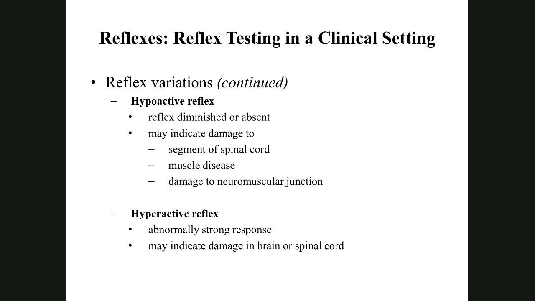So it could be a hypoactive or a hyperactive type of reflex. These are some of those variations. Hypoactive is where it's not quite as reflexive as it could be. The reflex is diminished or it's absent. So again, this is an indication that there's damage, maybe to the muscle, maybe to the spinal cord, maybe to the connection. Hyperactive means that it's too active, right? So again, this could indicate brain damage, possibly spinal cord damage.